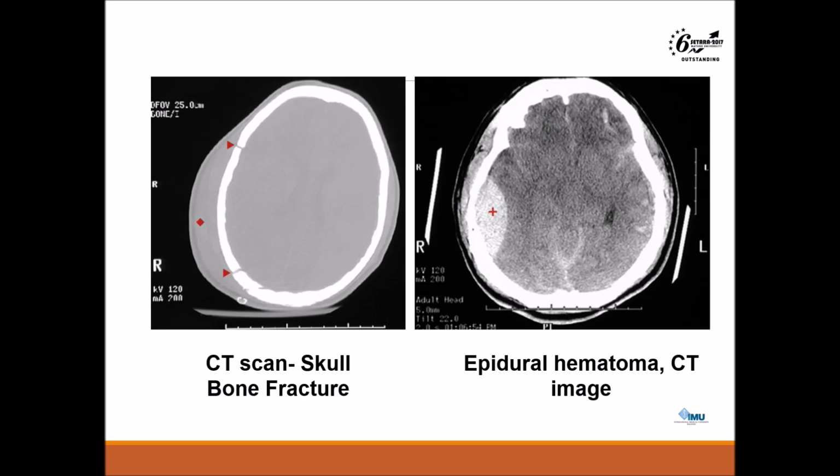The image on the right shows the CT scan image of an epidural hematoma. In CT scans, the epidural hematoma is whitish in color and usually convex in shape. So this is the epidural hematoma. The hematoma occurs in the outermost layer of the meninges, between the skull bones and the brain parenchyma.